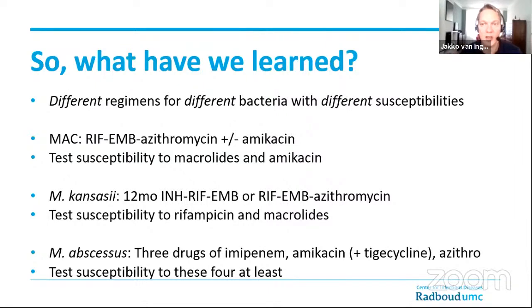For kansasii: INH-rifampicin-ethambutol or rifampicin-ethambutol-azithromycin, and susceptibility to only rifampicin and the macrolide matters. Isoniazid and ethambutol MICs don't matter. They don't predict the outcome of treatment. Rifampin and macrolide MICs do. For abscesses, as I've shown, the classic starting regimen is imipenem and amikacin, and hopefully, if you've tested susceptible, azithromycin. If not, another drug, likely tigecycline.